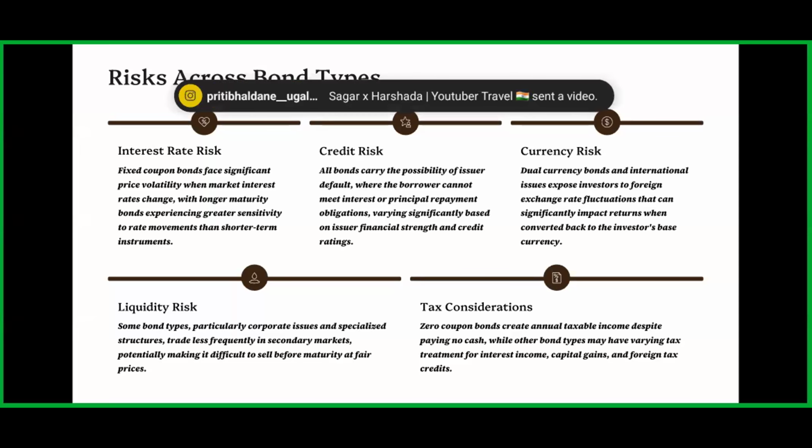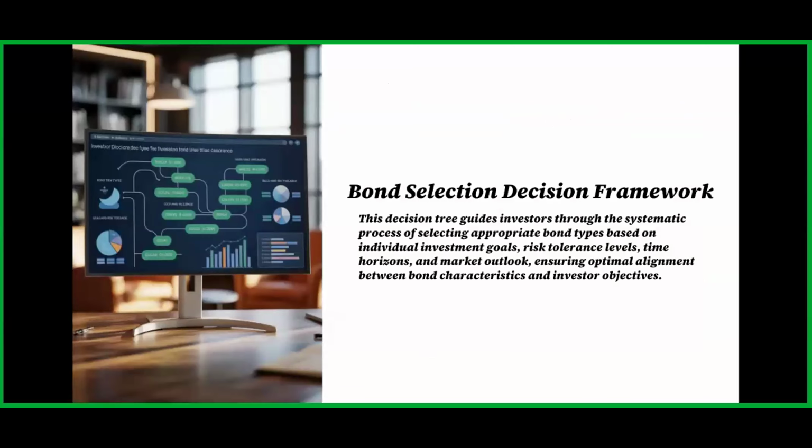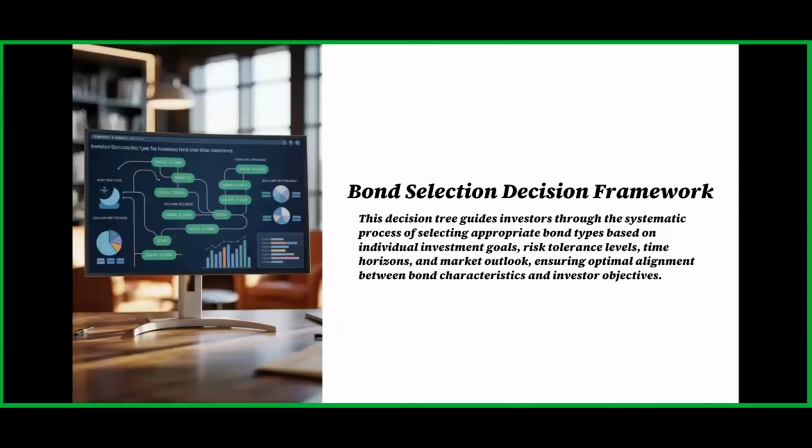Next one is the currency risk. On the international level, in the dual currency bond, if the investor invests, the currency exchange rate is one type of risk. Then there are the liquidity risks and the tax considerations. We know that the tax structures of different countries are different. So this is how a bond gives the return to the investor, and these are the different types of bond in which investors can invest.